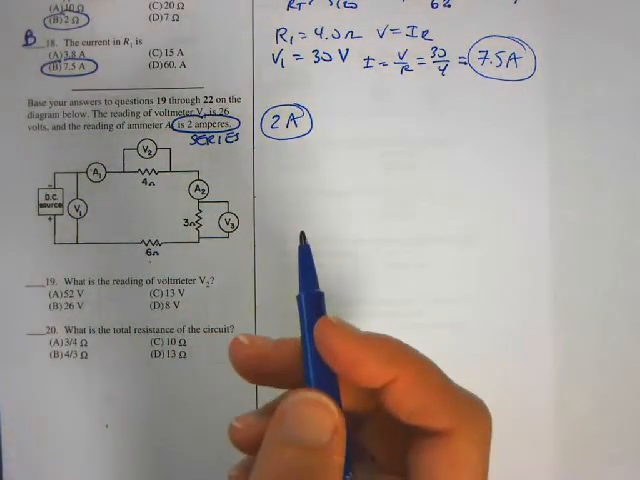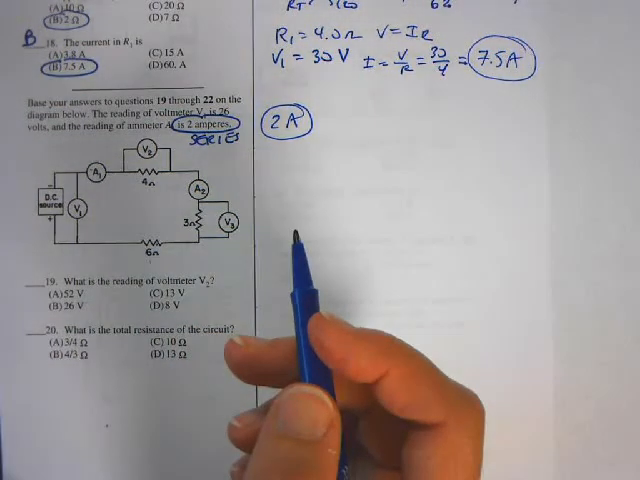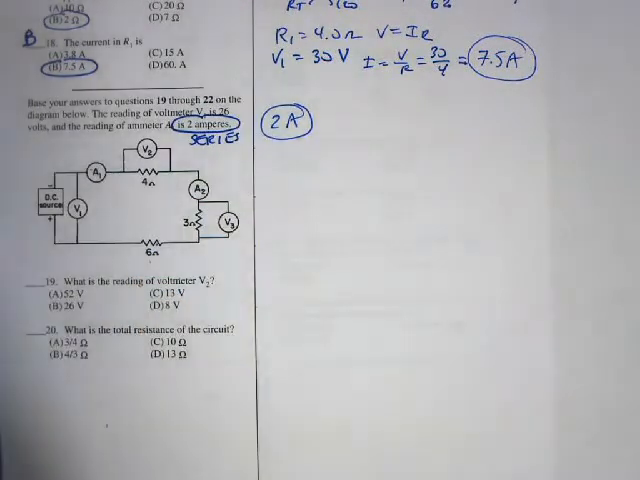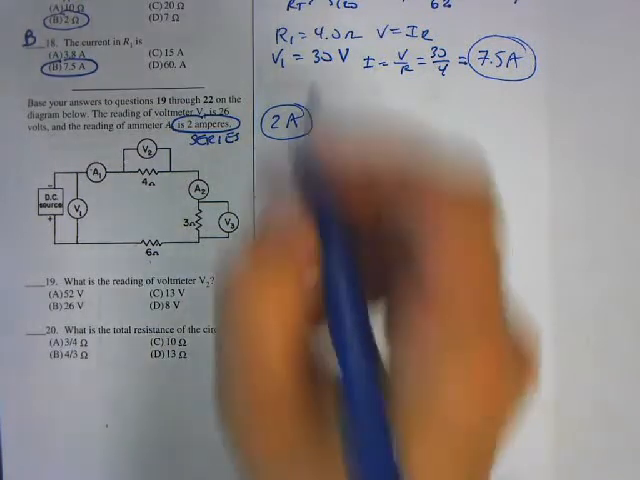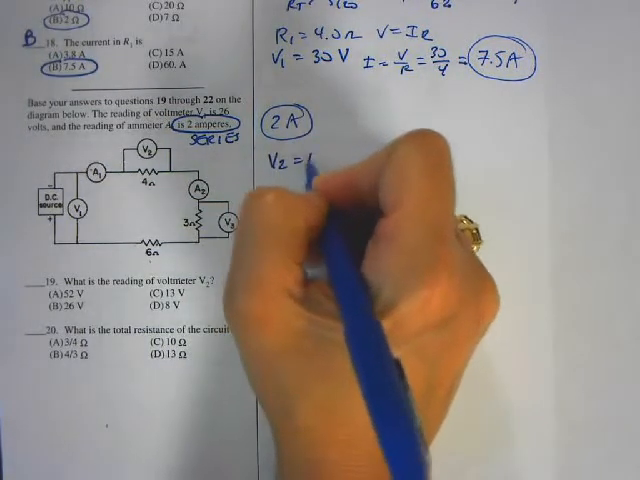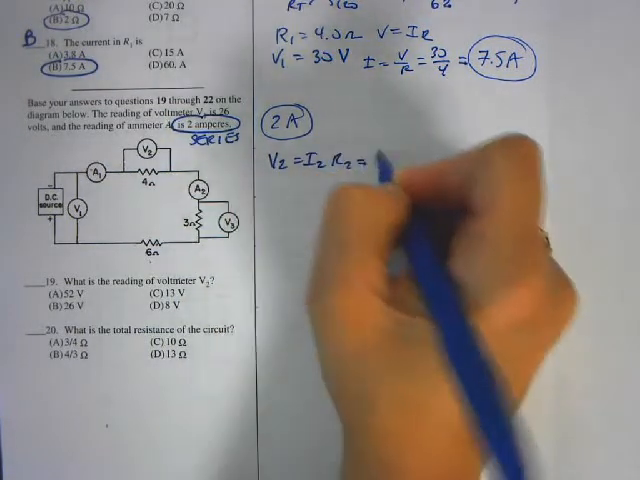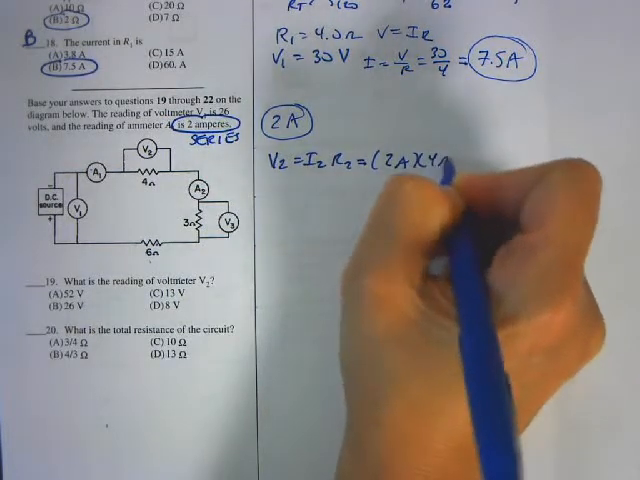Oh, it says, what is the voltage? So for V2, I'm going to apply Ohm's law. V2 is equal to I2 times R2. So it's going to be 2 amps times 4 ohms, which is 8 volts.